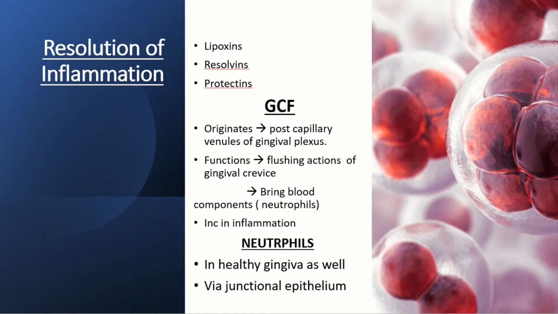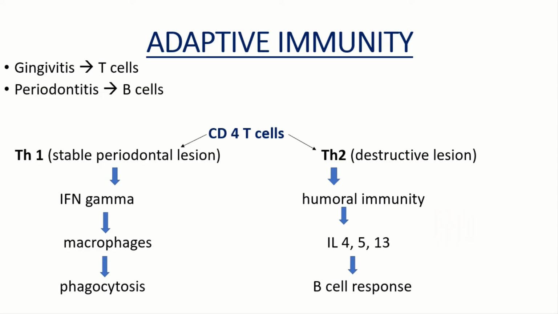We have adaptive immunity next. Adaptive immunity is mediated by lymphocytes. Now you have T lymphocytes and you have B lymphocytes. In periodontitis, you have B lymphocytes. In gingivitis, we have T lymphocytes. CD4 T lymphocytes are the ones that predominate. CD4 T lymphocytes can be divided into Th1 and Th2.